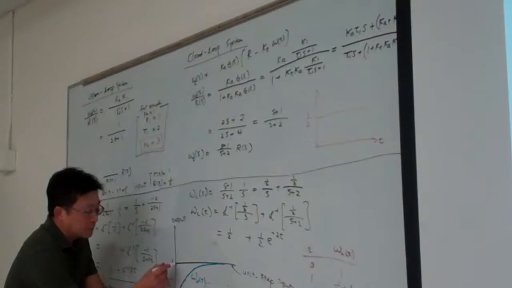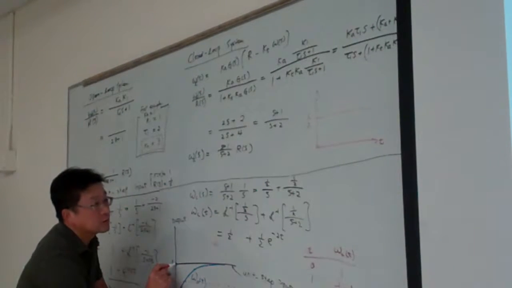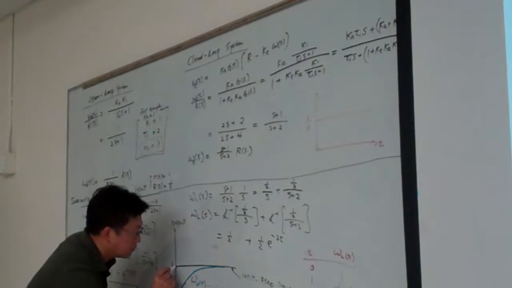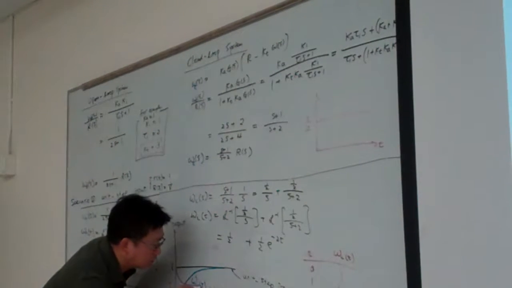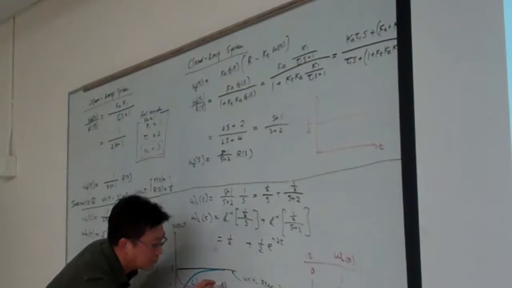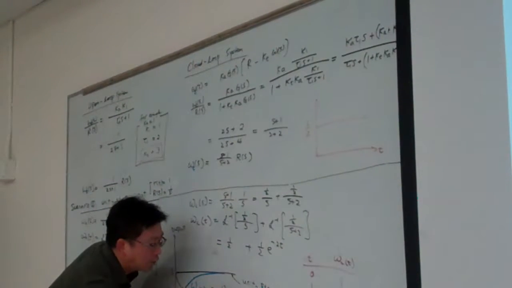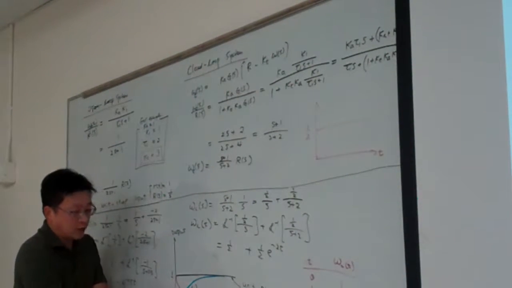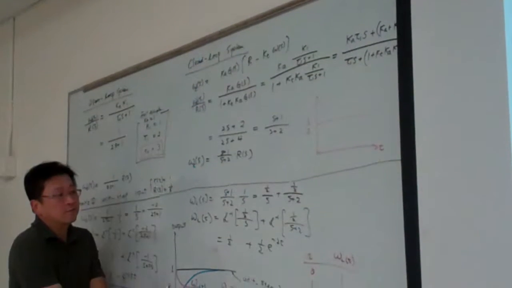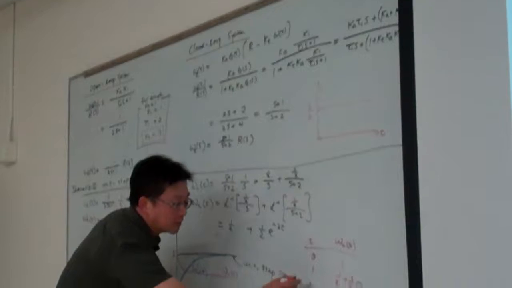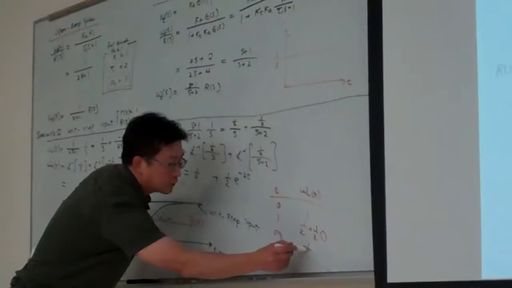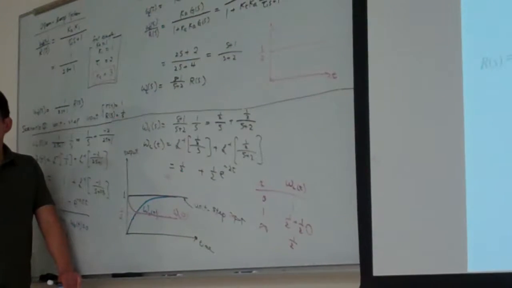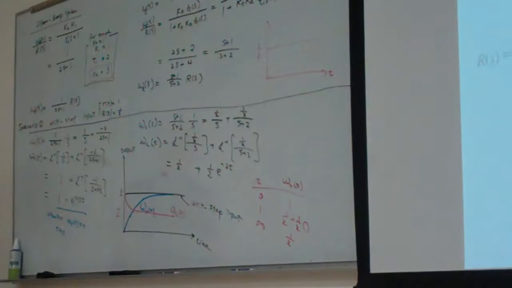So here, the output should be like this. For the output, eventually it will converge to a value which is equal to 0.5 here. For example, here you look at this system. When t equals infinity, this value equals 1/2 here.